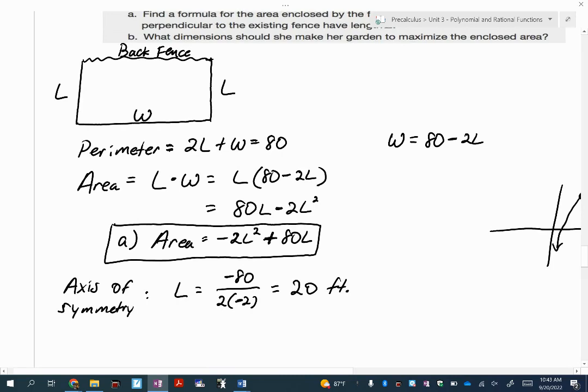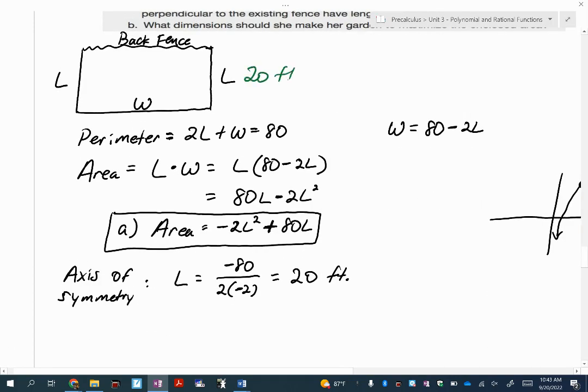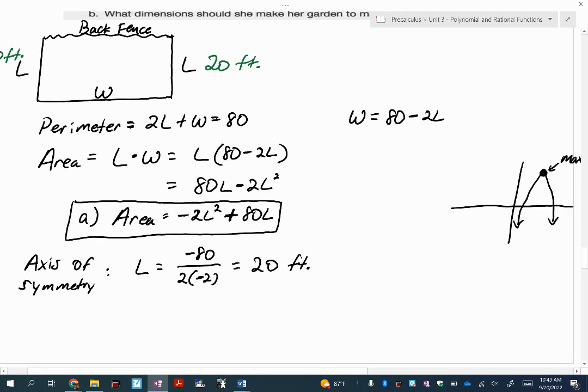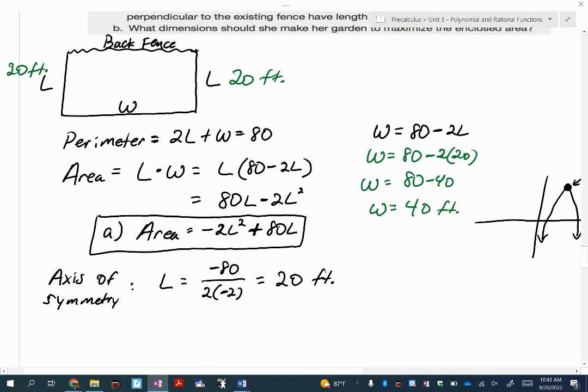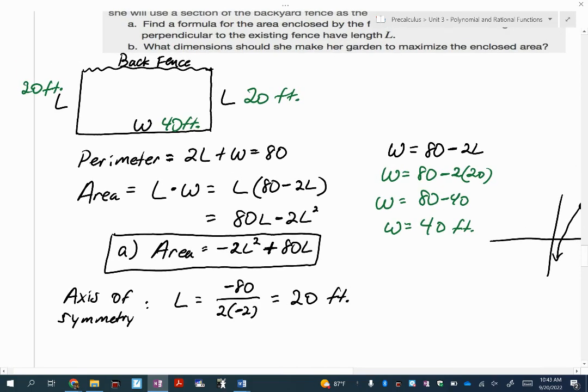Let me do a different color so you can see on my sketch. So I'm going to use 20 feet for this side of the fencing, 20 feet of wire over here. And then for my width, if I do my math from what I have, 80 minus 2 times L, which is 20. So my width is 80 minus 40. You probably didn't need to do this, you can see it is 40 feet. So this one's going to be 40 feet. So that's it in terms of this problem. That answers letter B. Letter B is kind of in my sketch.